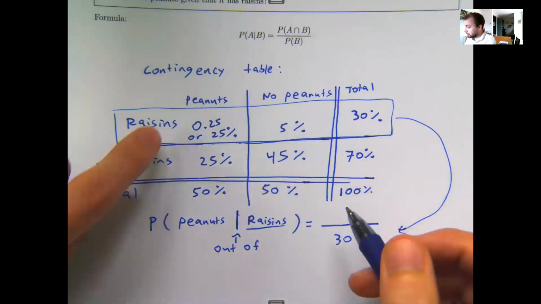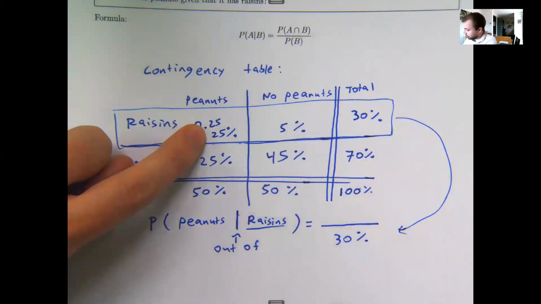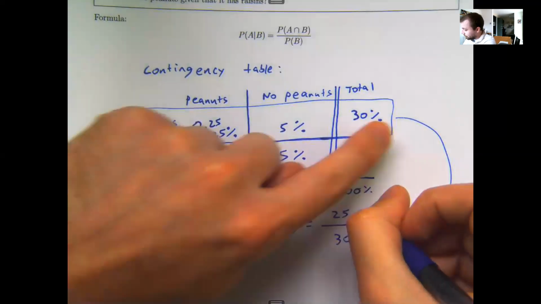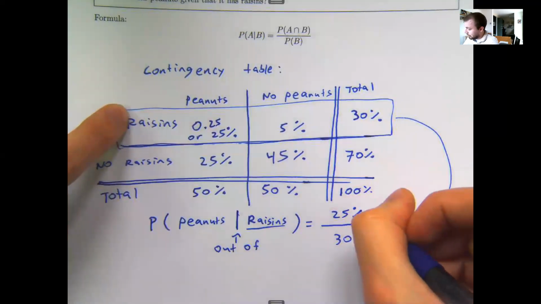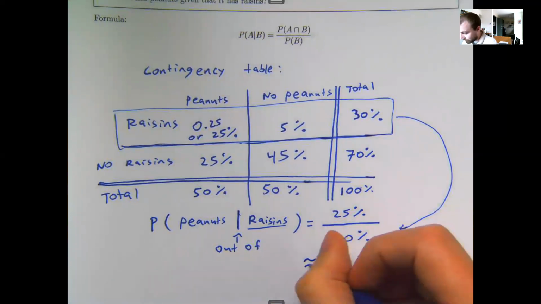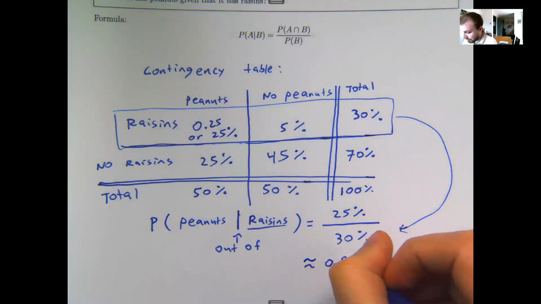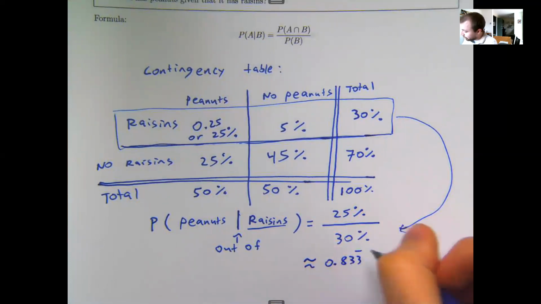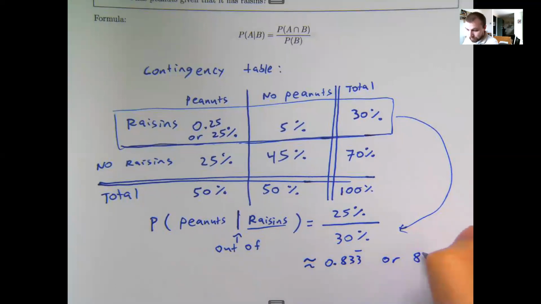And it looks like there are 25% inside of this subgroup that have what I'm looking for. I'm going to type this fraction into my calculator. I have this 25% divided by this 30%. And this gives me something like 0.833 repeating, or 83.3% or so.